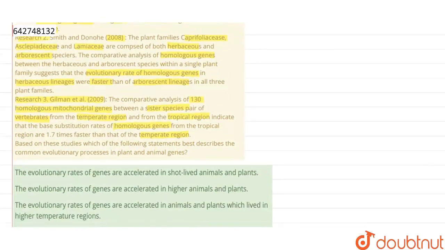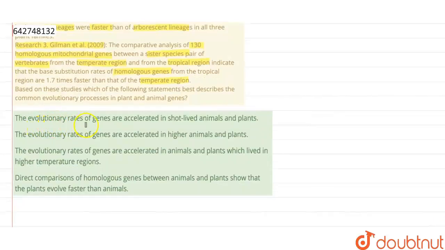Alright, so the statements that are given to us are: the evolutionary rates of genes are accelerated in short-lived animals and plants. Second, the evolutionary rates of genes are accelerated in higher animals and plants. Third, the evolutionary rates of genes are accelerated in animals and plants which lived in high temperature regions. And the last is that the direct comparison of homologous genes between animals and plants shows that plants evolve faster than animals. So from all these statements, the correct statement will be option 1.